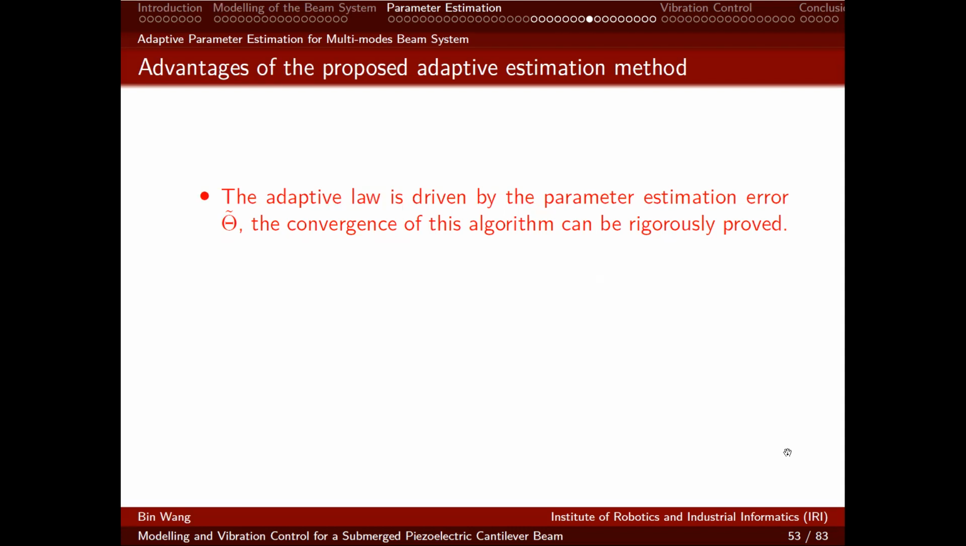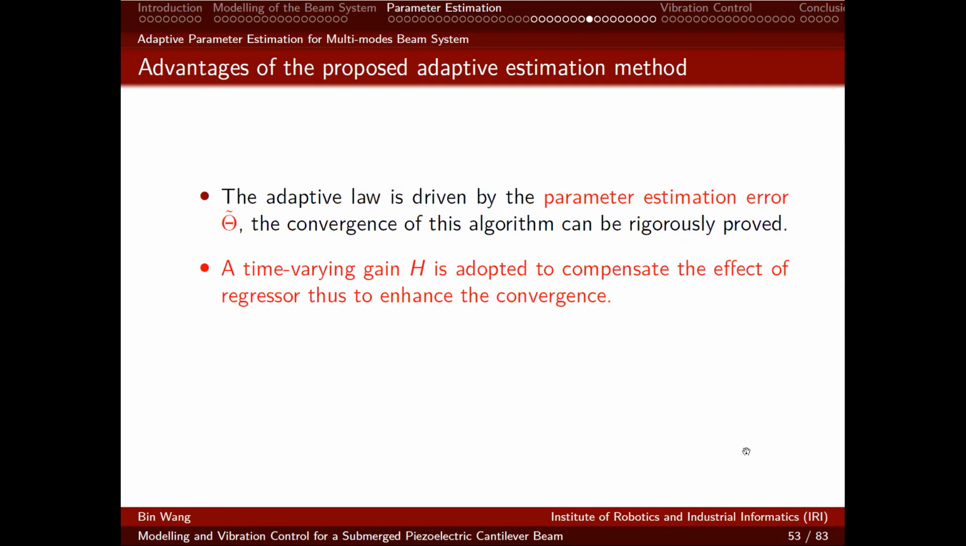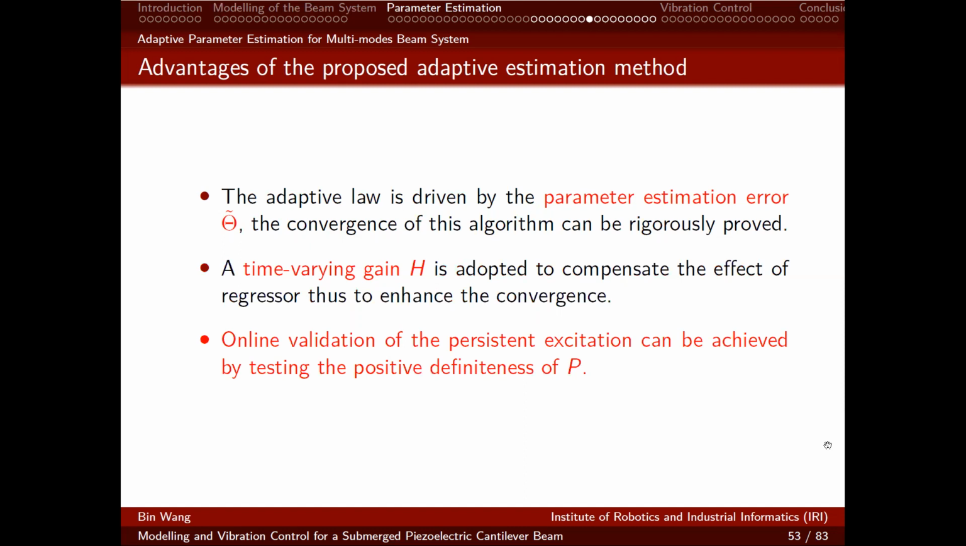The advantage of the proposed adaptive estimation method is that the adaptive law is driven by the parameter estimation error, so the convergence of this algorithm can be rigorously proved. Another advantage is that a time varying gain H is adopted to compensate the effect of the regressor, so the convergence can be enhanced. And the persistent excitation condition can be validated by testing the positive definiteness of P.